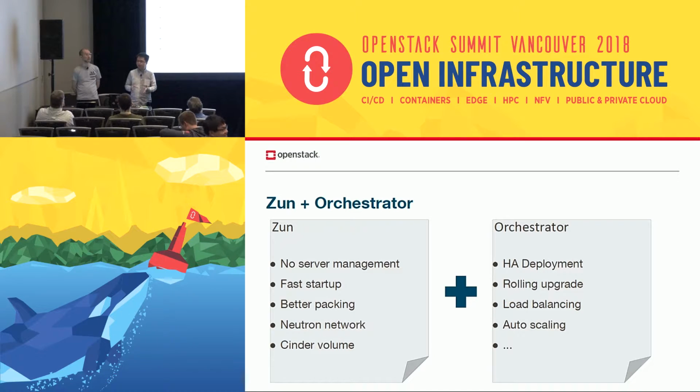But if what you want is some advanced scenarios, such as HA deployments of your applications, rolling upgrades, or auto scaling, then what you're looking for is an orchestrator, such as Kubernetes. We try to avoid implementing all those features that are already implemented in the orchestrators, so that we don't need to re-implement anything. But we are looking to integrate with the orchestrators so that you can get the benefit of both solutions.